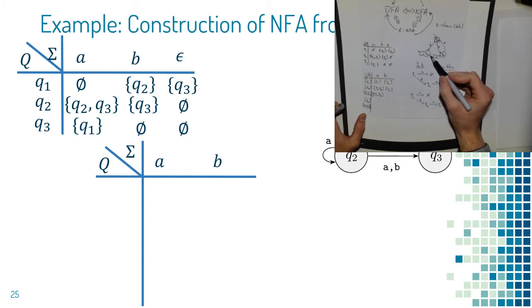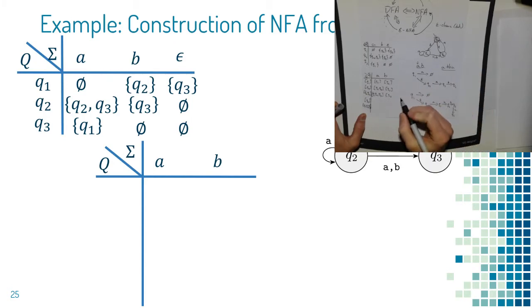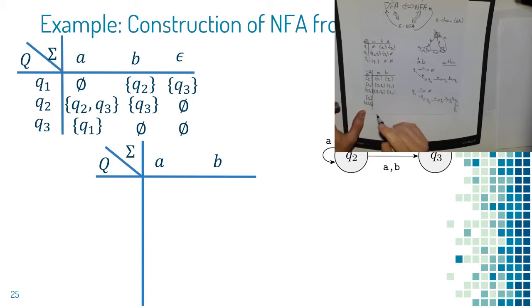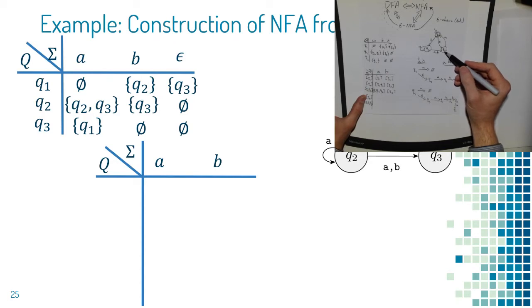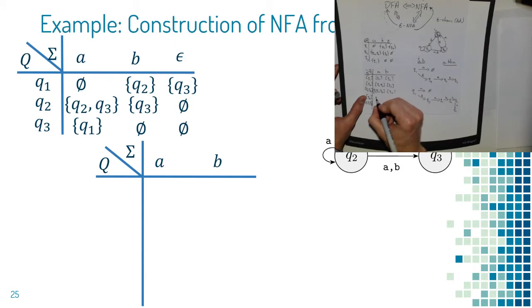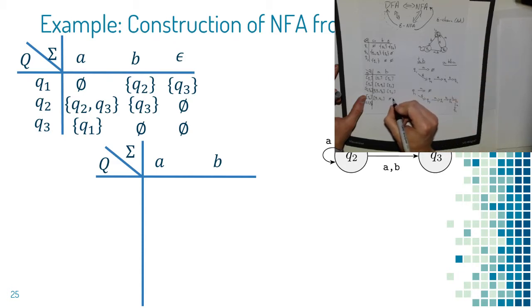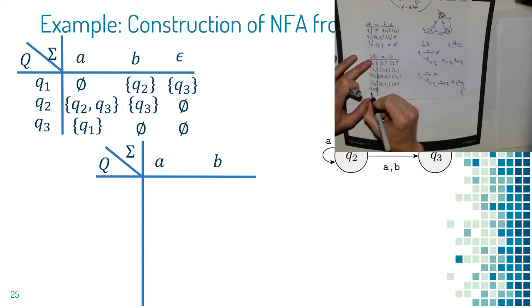If we're in Q2 and we get a B, we go to Q3. And if we are in Q3 and we get a B, then we'll go to a dead state, so we don't add anything in. Q3 is already listed, so we don't have to add it to our states. If we're in Q3 and we get an A, then we can go to Q1 and stop there. Or we can go to Q1 and then take epsilon back to Q3. So we would get Q1, Q3. If I have a B in Q3, I would end up in a dead state. There's no options there. And these are two new states, so we have to add them in.